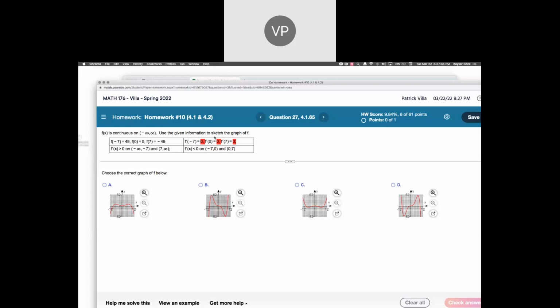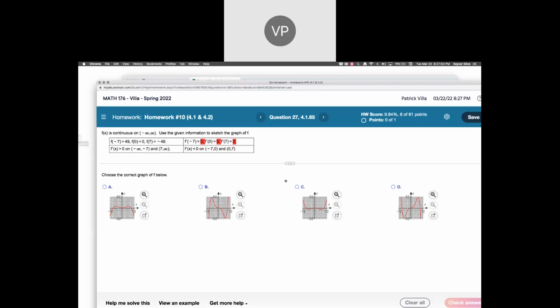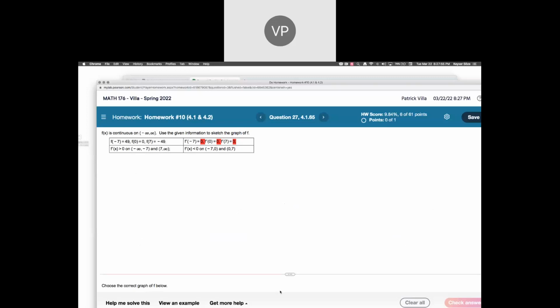Then it's telling us where it's decreasing. So I want to put all these together. So forget the graphs. I just want to look at what they tell us. So let me do this. We'll come back to the choices in a second. Just based on what they've told us. All right, I'm going to fill it in. It's like I'm filling in a puzzle. We have the point negative 7, 49.